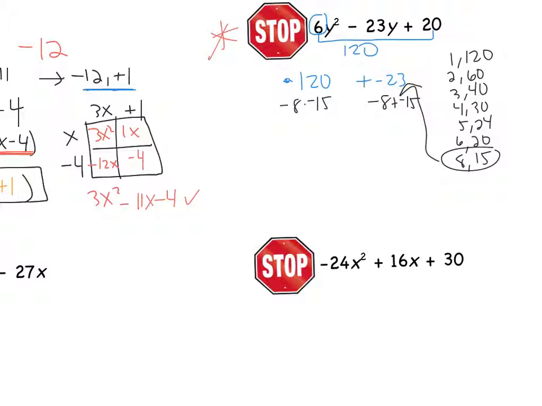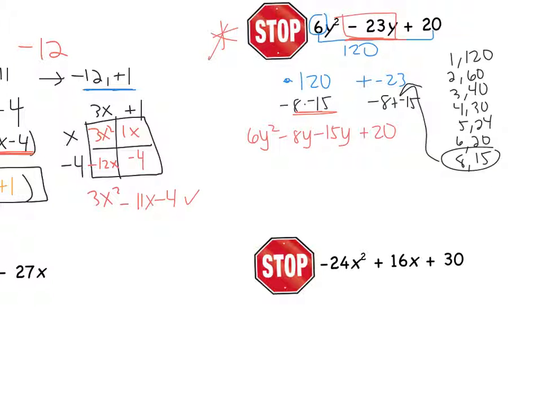Now, at this point, it's really tempting to do y minus 8, y minus 15, but that's not the case. Remember that these two numbers are used to rewrite that middle term. So I have 6y squared, and I have positive 20. Instead of writing negative 23y, I'm going to write negative 8y minus 15y. And you could do the other order too. You could have negative 15 before negative 8. I just chose to put negative 8 first.